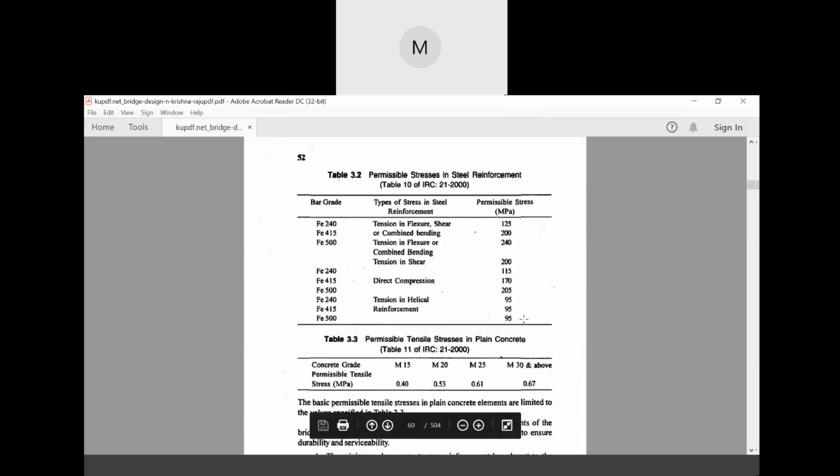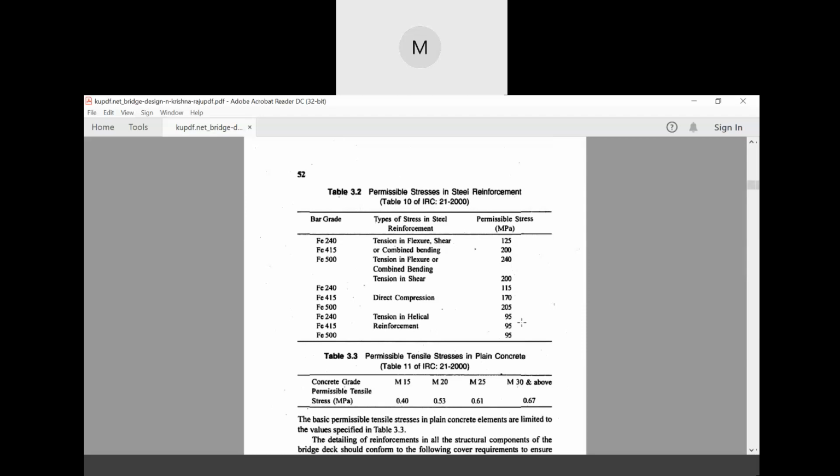And then take these two tables also, screenshot. This table 3.2 and 3.3. Tell me when you are done taking screenshots. Done, sir. Done? Okay, fine. Just share it with your classmates.